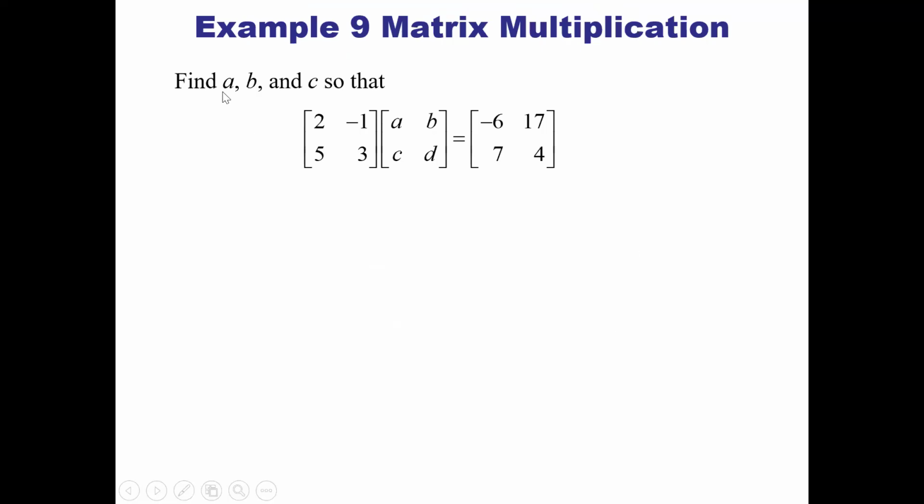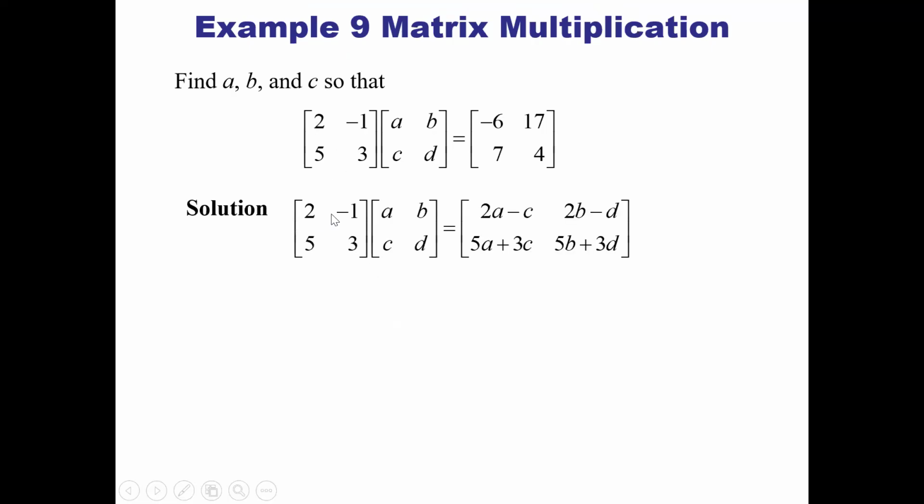All right, here we want to find A, B, and C such that we have this final thing here. Now, I don't know why they didn't ask for D, but that's another story. All right, so what we can do is go ahead and multiply on the left. And so we'll have 2A, and then we'll have minus C. Then we'll have 2B minus D. Then we'll have 5A plus 3C. And then we'll have 5B plus 3D. So that is going to be on our left. Then on our right, we have the minus 6, 17, 7, and 4.